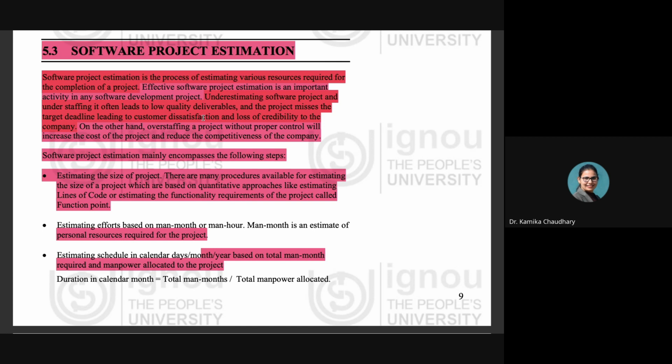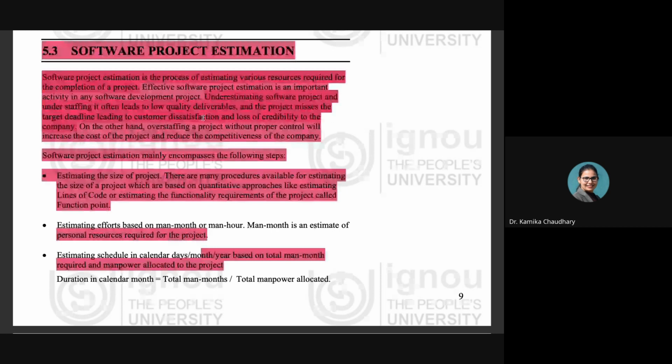And if overestimation is done, meaning more staff is hired for the development of the project, then the cost of the project is going to increase a lot, and that is again going to be a disadvantage for the company only. So both overestimation and underestimation are not good for the software project, because a low quality project is going to be developed, and it is never favorable from the company's point of view either, right?